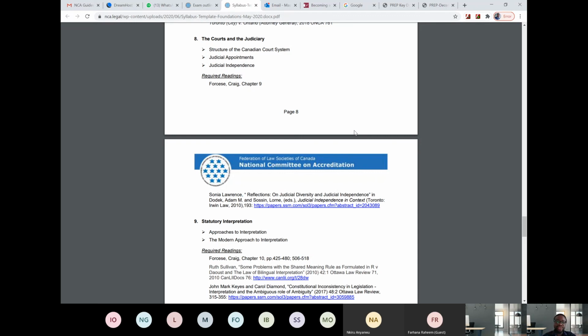What are the approaches to interpreting a statute? So we look at the original approach, the living tree approach, and the modern rule to interpretation of statute. What does the modern rule mean? What approach should be adopted in interpreting statutes? We'll also be reviewing the articles of shared meaning as formulated in R and Daust.